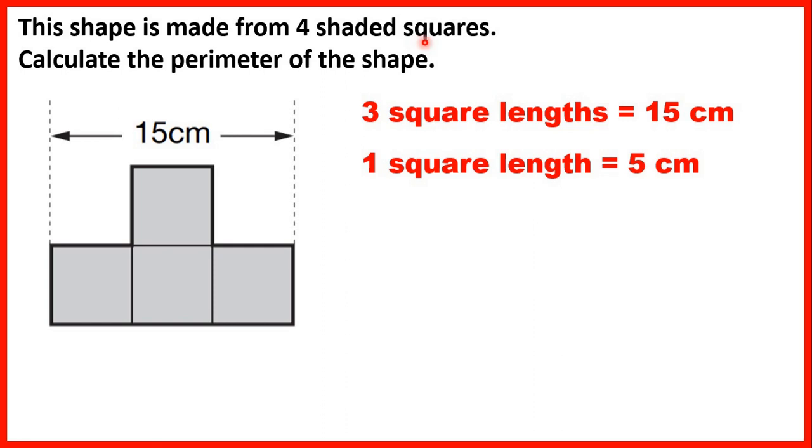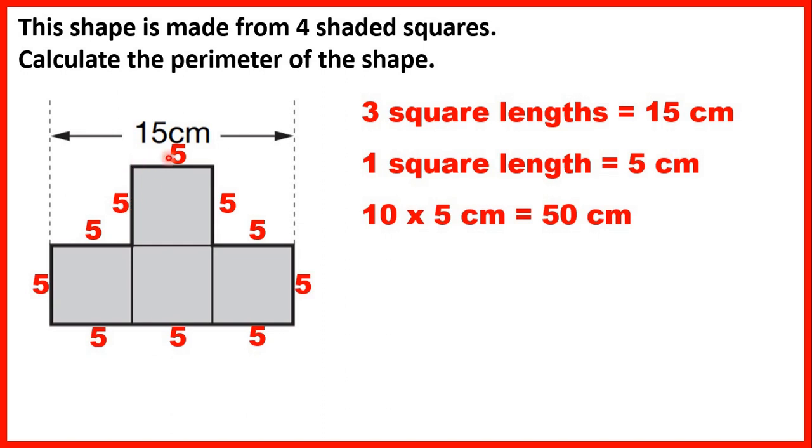And because we have squares, we know that all the lengths will be the same. Now the perimeter is the distance around the outside of a shape. So we know that this length is 5, this length is 5, so is this length. So basically what we can do is write 5 next to all the lengths of the squares. And because we've written 10 fives, 10 times 5 is 50. So that means this shape has a perimeter of 50 centimeters.